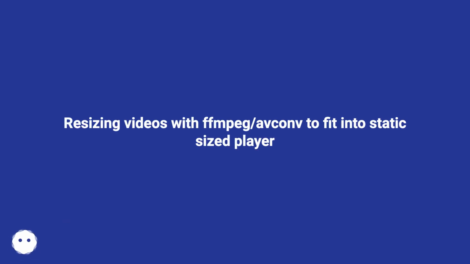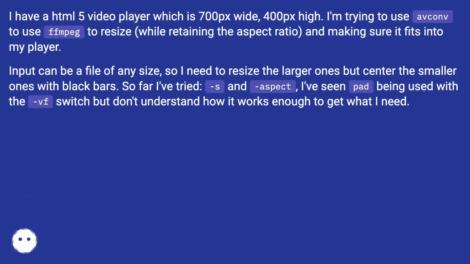Resizing videos with Ffmpeg/Avconv to fit into a static-sized player. I have an HTML5 video player which is 700px wide, 400px high. I'm trying to use Avconv or Ffmpeg to resize while retaining the aspect ratio and making sure it fits into my player. Input can be a file of any size, so I need to resize the larger ones but center the smaller ones with black bars.